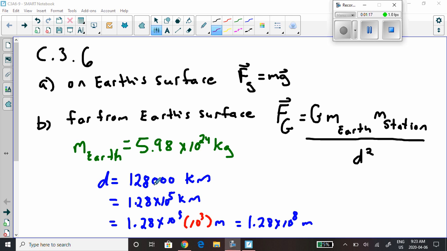We then convert this to 1.28 times 10 to the 5 kilometers. Then we remember that kilo means 10 to the 3. When you multiply powers with the same base, you add the exponents. So we get 1.28 times 10 to the 8 meters because we always use meters. We don't use kilometers. That's not what we use in these questions.